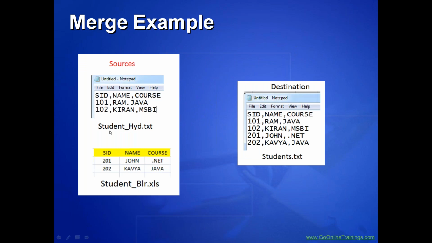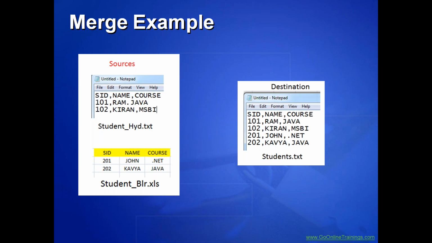I have sources students Hyderabad text and students BLR XLS. These are two different sources: one is a flat file, the other is an Excel file. I want to combine and merge the data and create one text file, or dump the data into a SQL table, or maybe an Excel file, or anything else. If you want to merge the data from more than one source, that is where we use merge.